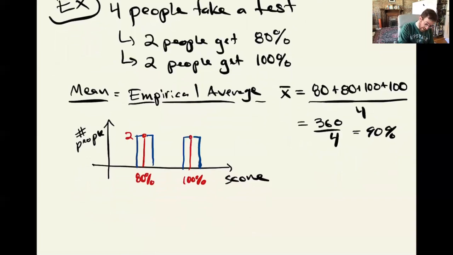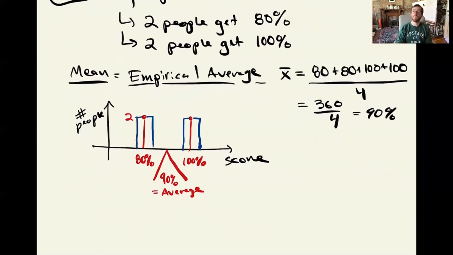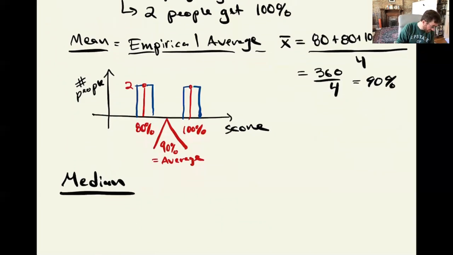So you can see that the mean, the average, sat right here. That was our 90%. That was our average. So it looks like it sits in the middle here. But you might say, well, wait a second. I thought the median was the middle. And indeed, let's recall, what is the definition of the median?